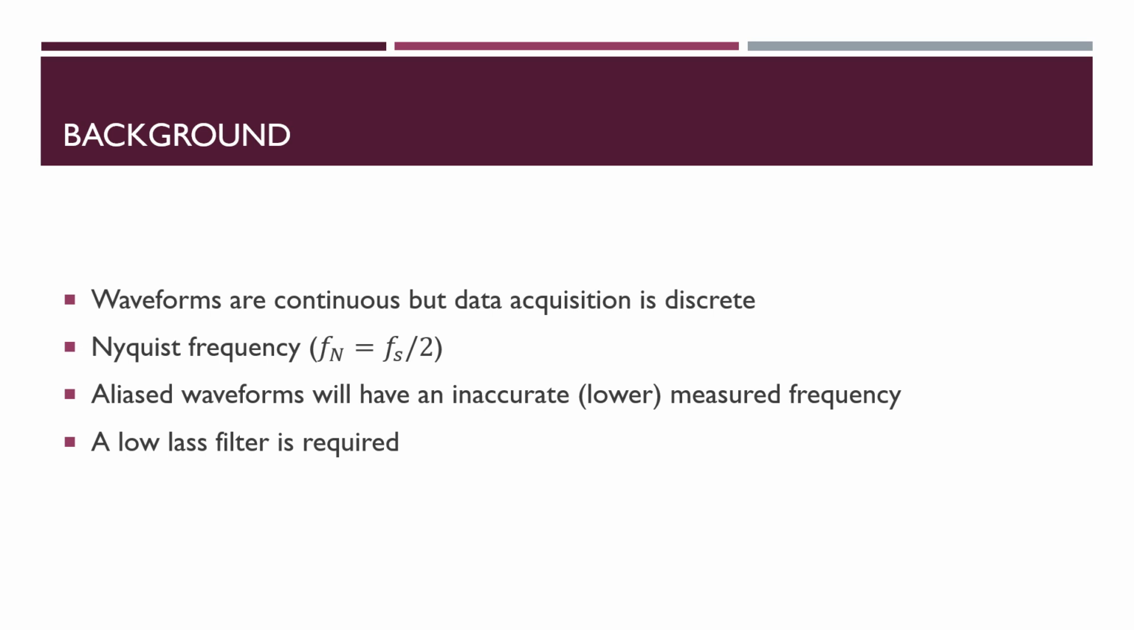Some background needed to understand this experiment. Waveforms are of course continuous, but the data acquisition we use to measure them is always discrete. Also, there's a special frequency called the Nyquist frequency that's half of the sampling rate of your data acquisition device. Any component of a waveform you're trying to measure that's higher than the Nyquist frequency will get aliased down. To avoid this, a low-pass filter is required to remove these high-frequency components.